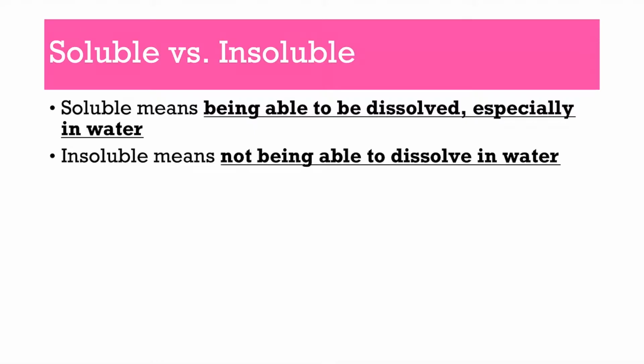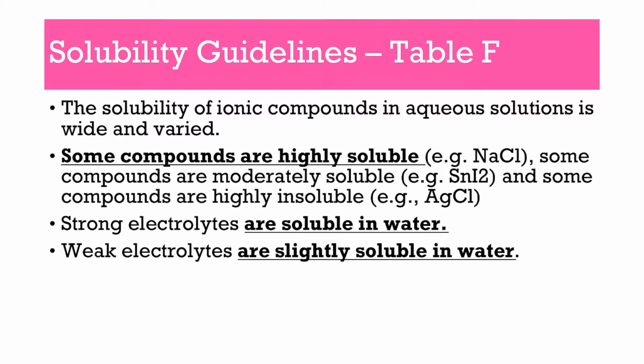So, quick recap. If something is soluble, that means it can be dissolved, especially in water. So soluble is dissolvable. If something is insoluble, it cannot dissolve. So those two words are something that you really need to know for this video because we're going to be talking about soluble versus insoluble compounds all video. So soluble can be dissolved, insoluble cannot.